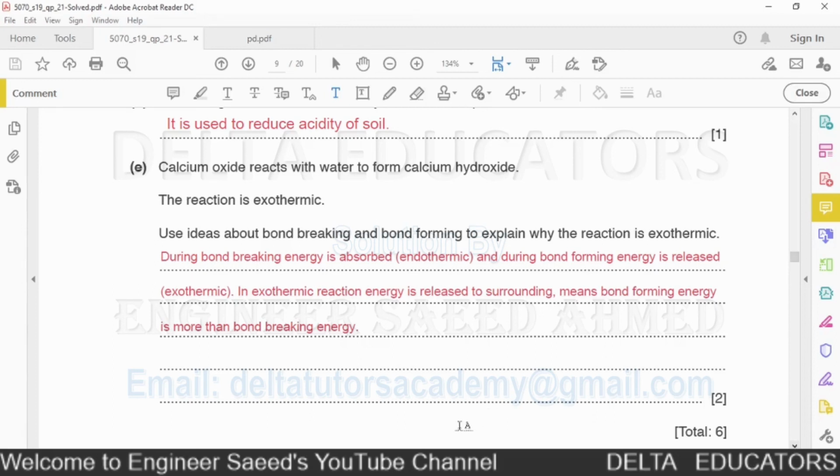So what we have to write here? During bond breaking, energy is absorbed, it is endothermic, and during bond forming, energy is released, means it is exothermic. In exothermic reaction, energy is released to surrounding, means bond forming energy is more than bond breaking energy.